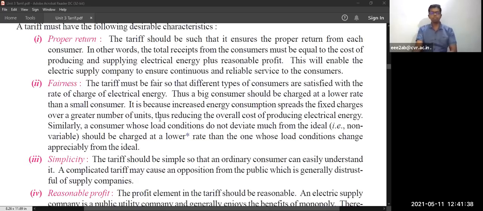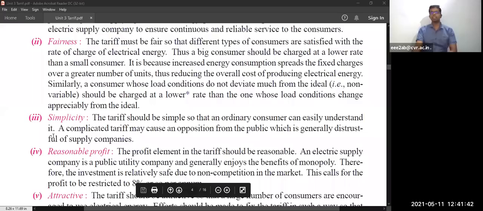Next is simplicity. The tariff should be simple so that an ordinary consumer can also easily understand. Whether a literate person or an illiterate person, every person has to understand the tariff.